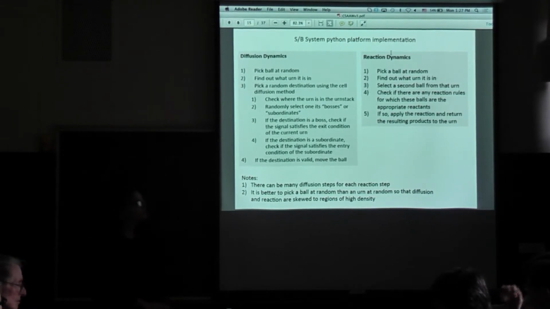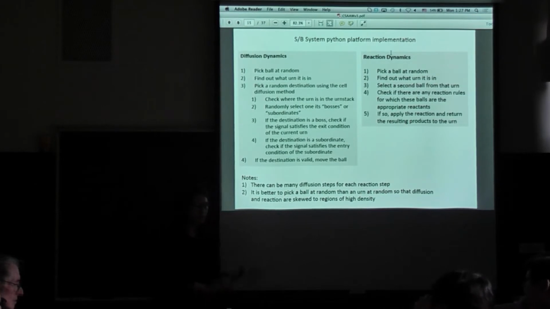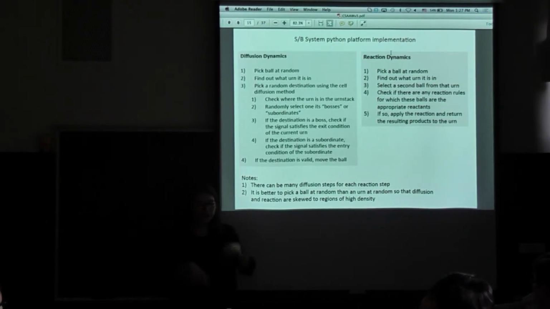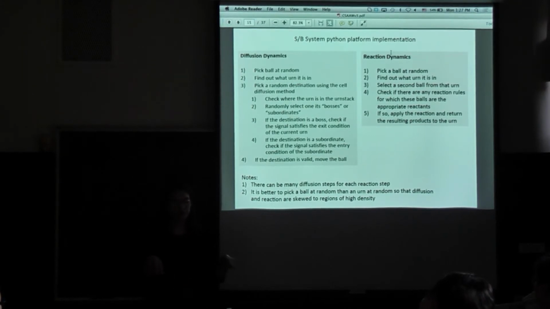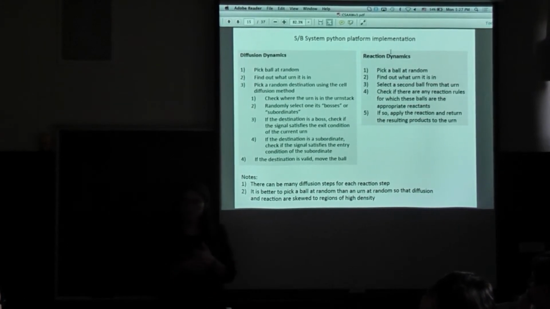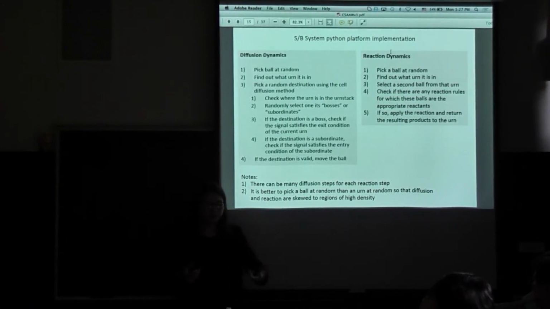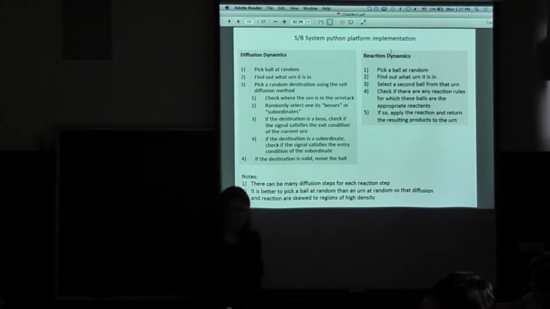And then for the reaction dynamics, you pick a ball at random, you find out what urn it's in, you select the second ball from that same urn, and check if there are any reaction rules for which the balls are appropriate reactants from the reaction list. That's defined at the beginning of the experiment. And if so, you apply the reaction and return the resulting products to the urn. So you remove those balls and you put in new balls that are the products of that reaction.